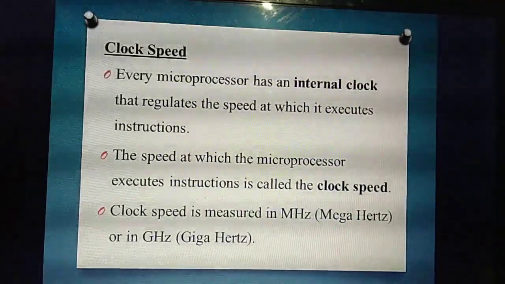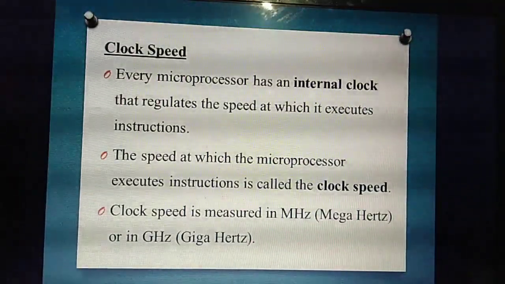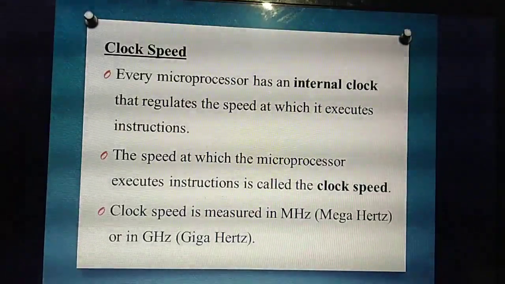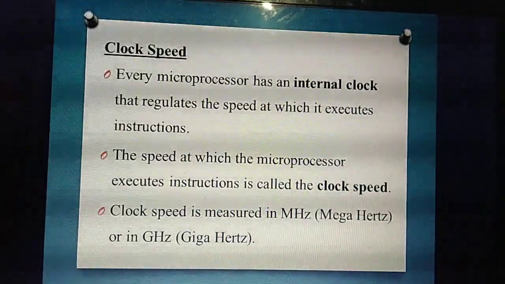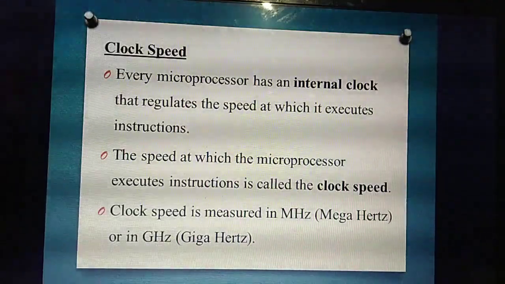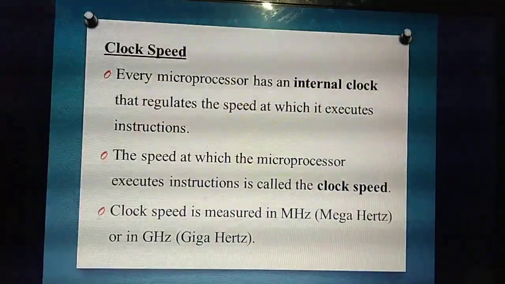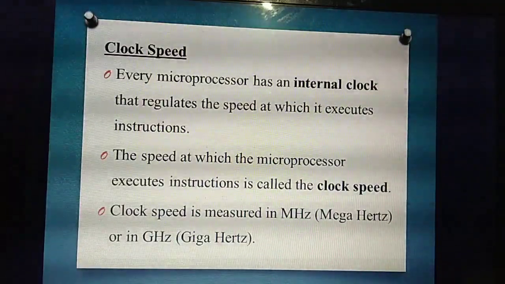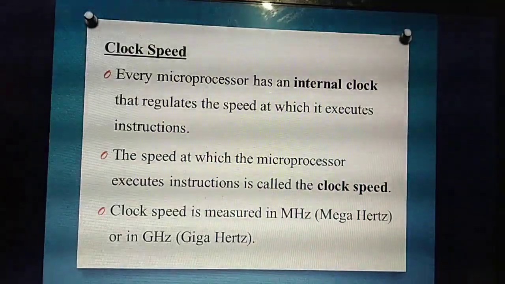What do you mean by clock? What's the use of a clock actually? We used to see time in the clock, isn't it? Likewise, every microprocessor has an internal clock. While designing itself, every microprocessor has an internal clock. What's the use of that clock? What's the use of the microprocessor?